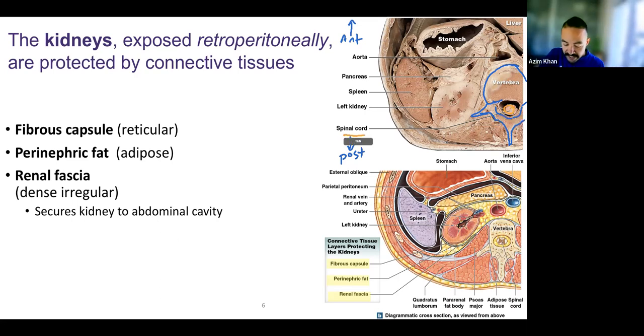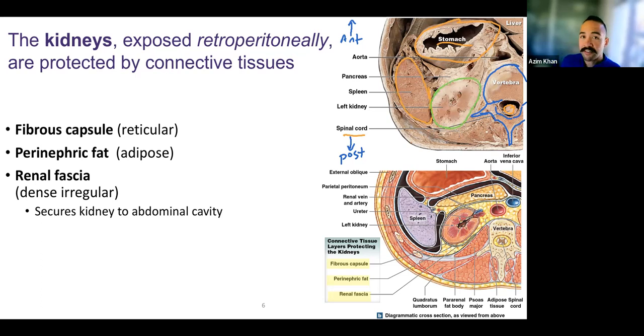That's the posterior side, and then on the anterior side, anterior left, we have the stomach, we have the spleen on the far left, upper left quadrant, left hypochondriac region, and then a bit of the kidney, specifically the left kidney.